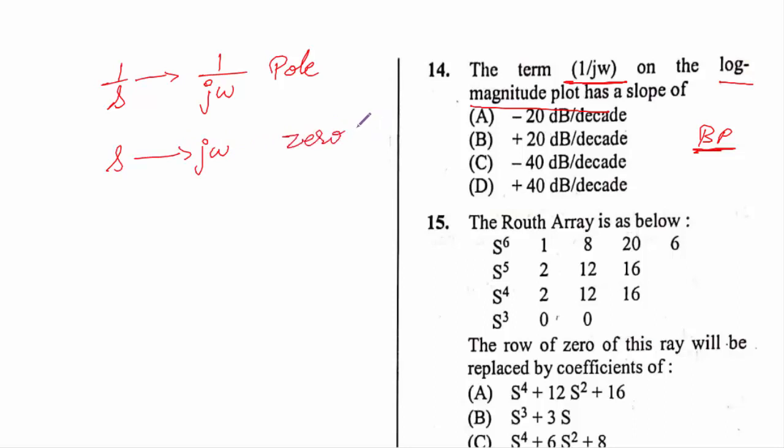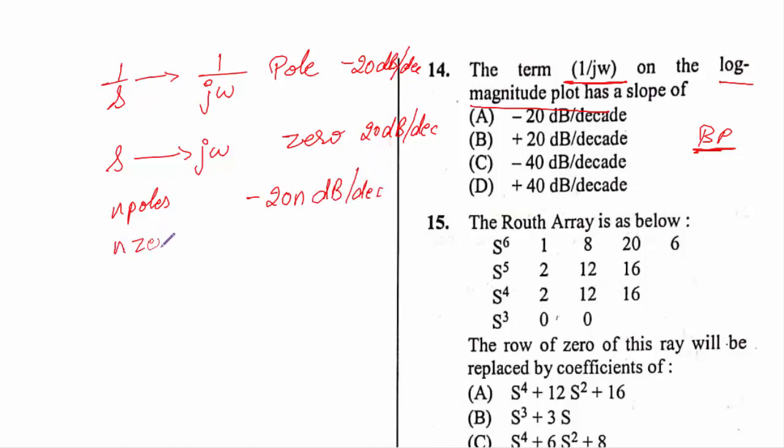This is for zero. So for a single pole, you are going to have a slope of minus 20 dB per decade. And for a zero, you will have a slope of plus 20 dB per decade. If you have n poles, the slope will be minus 20 n dB per decade. If you have n zeros, then the slope will be plus 20 times n in dB per decade. Able to follow?